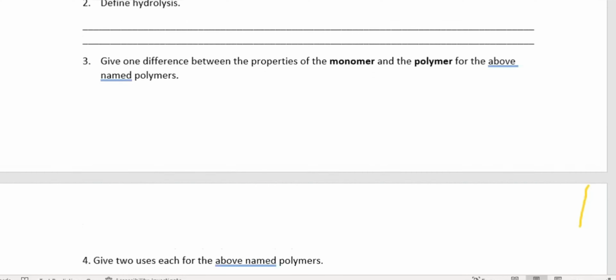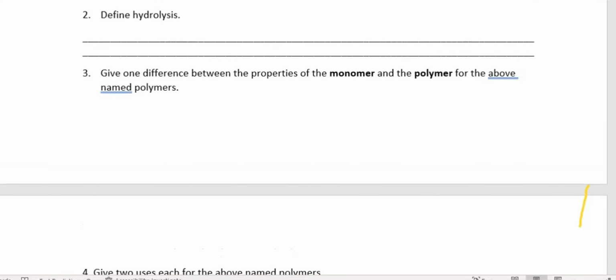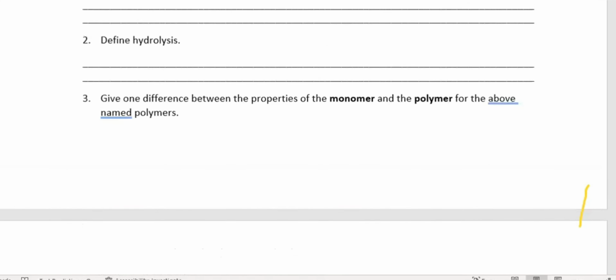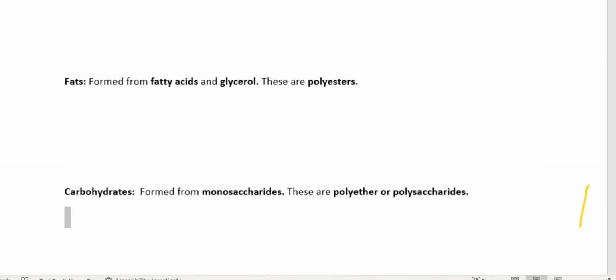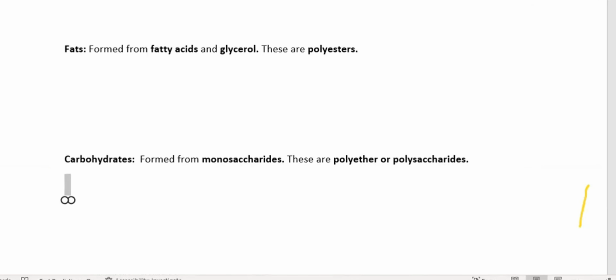So down here now, it says, give one difference between the properties of the monomer and the polymer for the above named polymers. So give one difference between a monosaccharide and a polysaccharide. Monosaccharides are usually simple sugars. They tend to be soluble in water. Polysaccharides tend to not be soluble in water. Okay, so that's one difference.